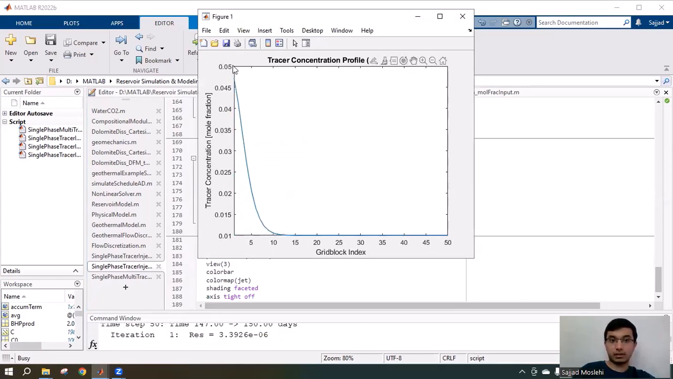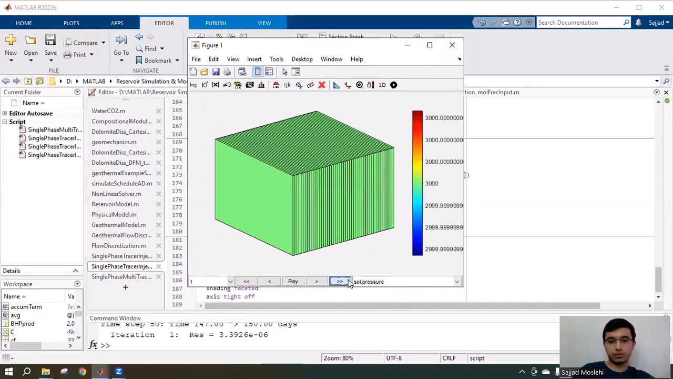Of course, the concentrations that I input were different. 0.05 is the concentration of the tracer in the injected water in terms of mole fraction, and the initial concentration in the formation water is 0.01. And this is the distribution pattern. Very good.